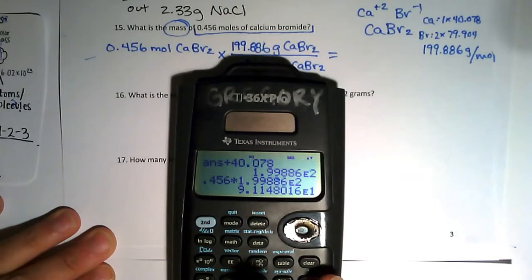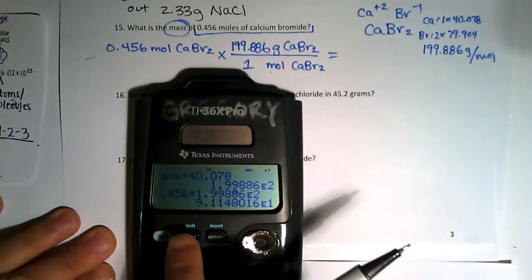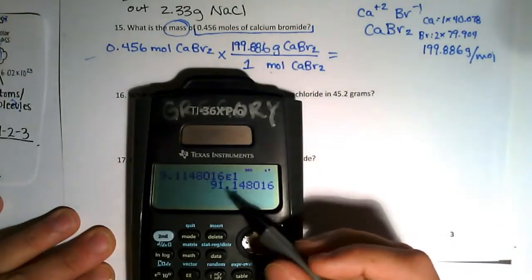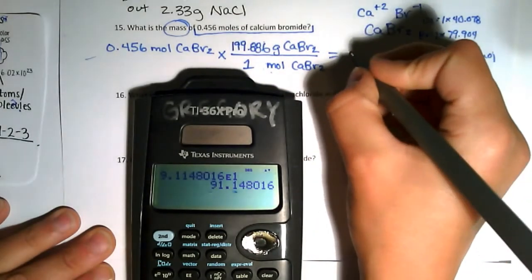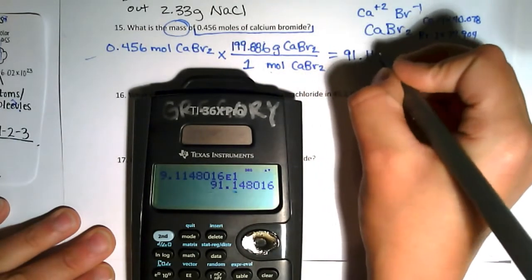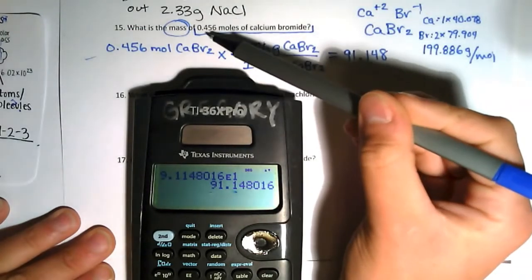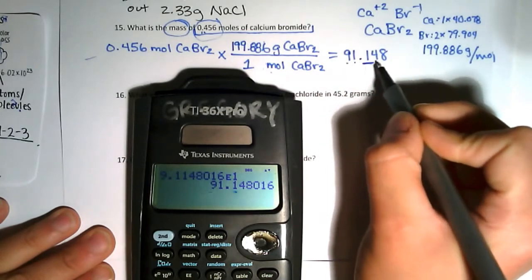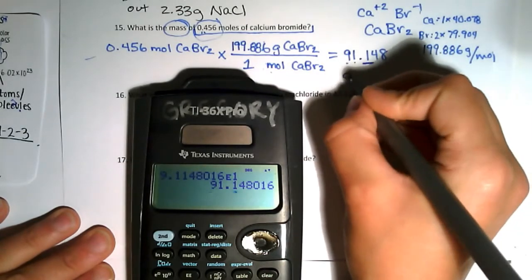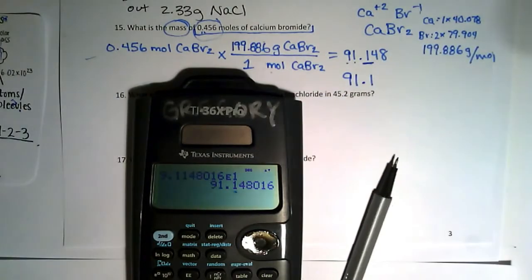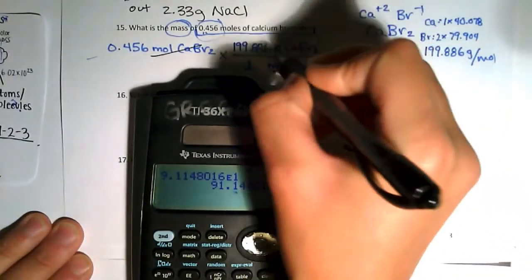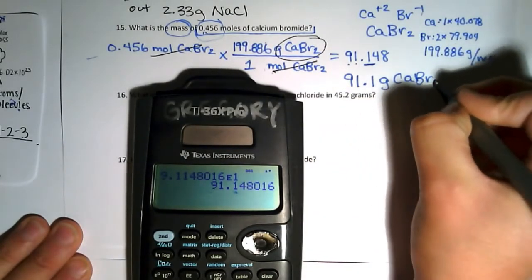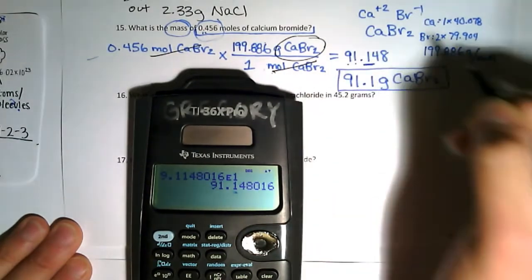9.11 e to the first, so we'll remove that decimal place 1 time, or we could just change our mode back to normal. 91.148. I need to round to my correct significant figures. This value only has 3 significant figures. 1, 2, 3. And this is going to round down to 1. So 91.1. And then my units that are left, because moles of calcium bromide cancels, are just grams of calcium bromide. Grams of CaBr2. We're going to box that answer in.